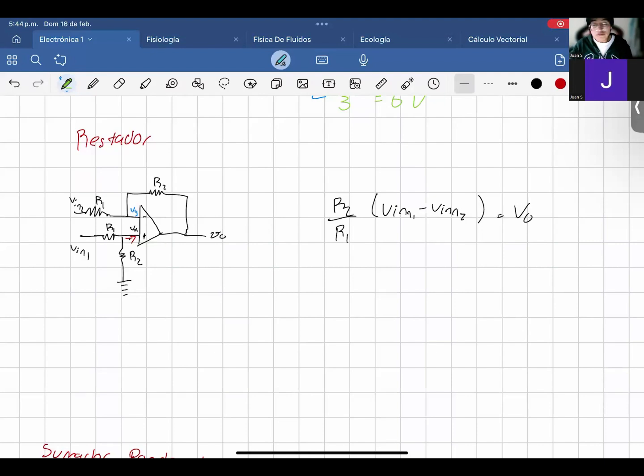All right, so now let's go to the second configuration. That's the subtraction one. First of all, this one is composed of 4 resistances. This one and this one are the same, and this one and this one are the same. Important to keep that in mind.